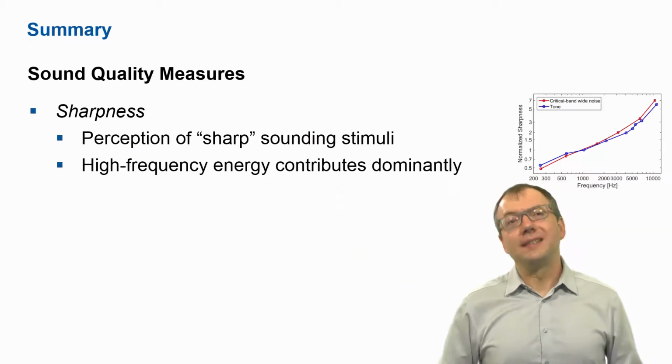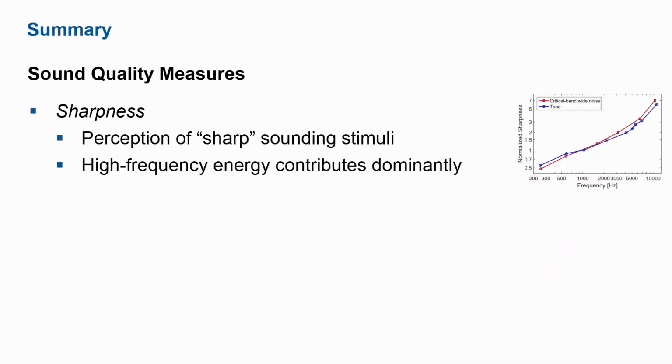So this brings me to sum up our short excursion into sound quality measures. We started off with sharpness, which gives an expression of how sharp stimuli sound to us. Particularly the high frequency content is the one that dominates the perception of sharpness. If there are high frequencies present, if there's strong energy present, then stimuli might sound quite sharp.